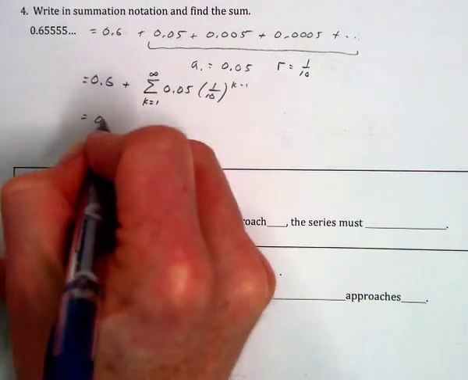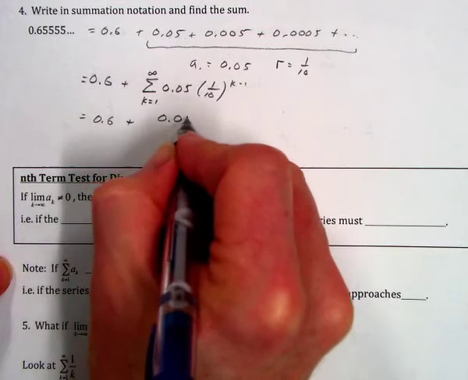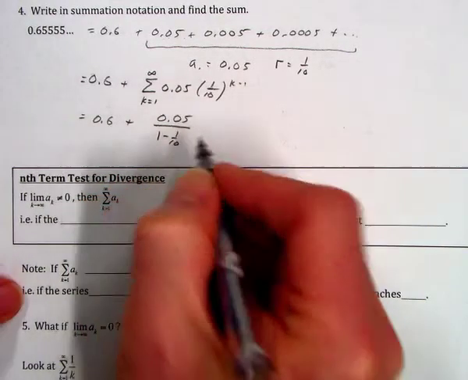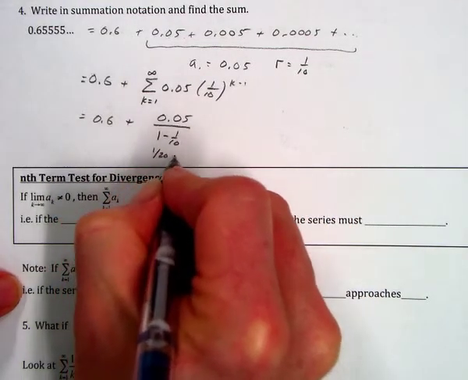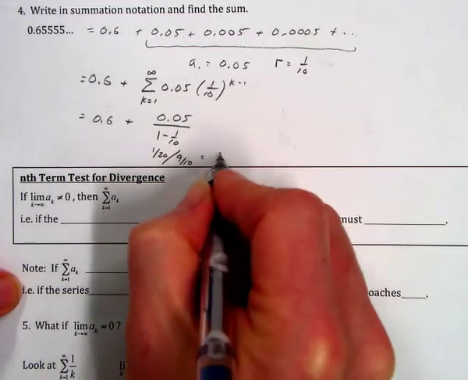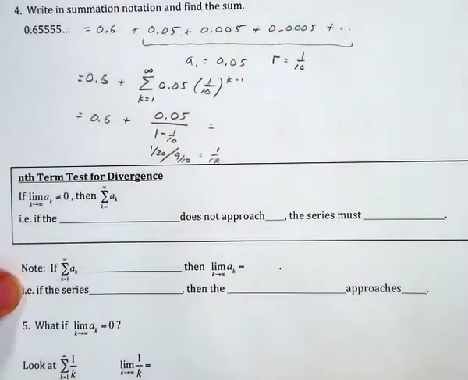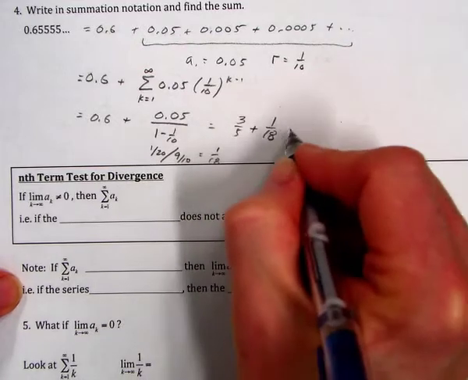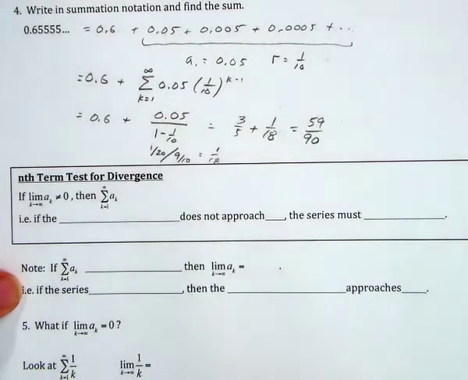We'll have 0.6 plus, this is an infinite geometric series, so we can say 0.05 over 1 minus 1/10. And at this point, we can just simplify that. That is 1/20th divided by 9/10. And that will be, flip and multiply, we'll get 1/18. So this will be 3/5 plus 1/18. And simplify that, and we'll get 59 over 90.